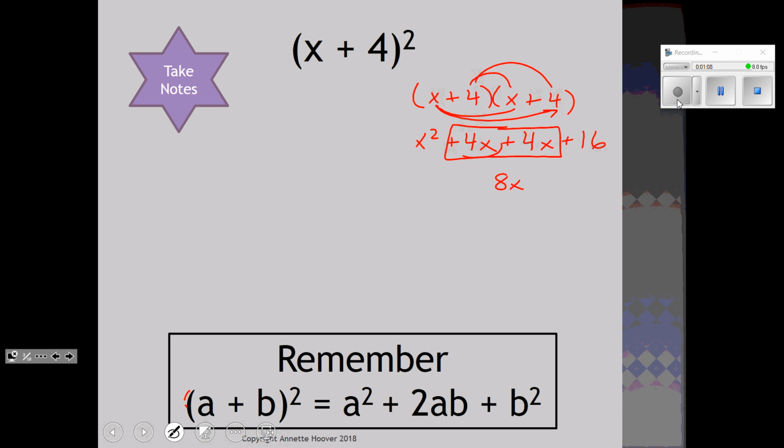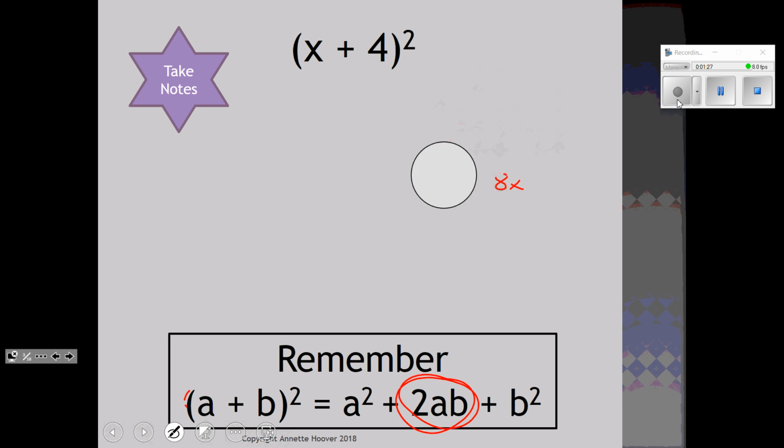But notice that our like terms today are going to be the same term twice. So instead of going through that process, it would make sense that we could just figure out what the middle term is and then double it. So we're going to look at that right here. It's going to be looking at the middle term and doubling it. That's why this works. So when you have a binomial squared, we can use the special product down here. Let me show you how it works.